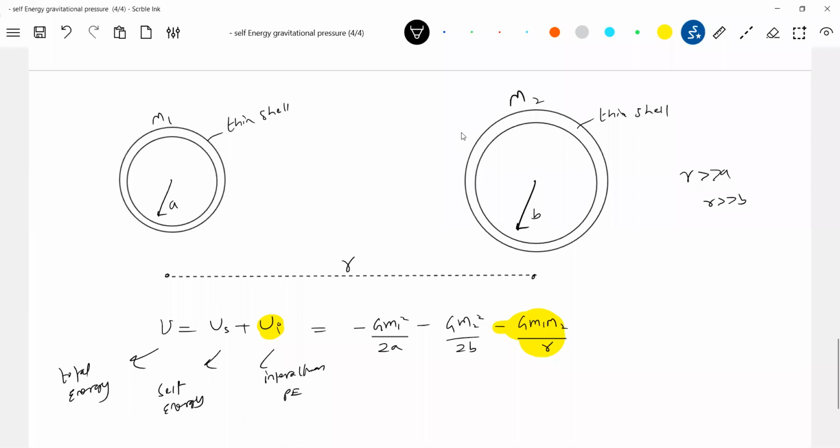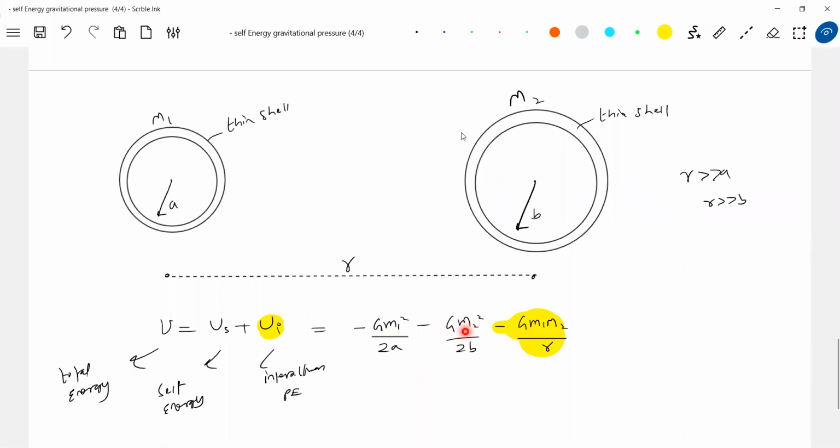Why are you writing G M1 M2 for UI, sir? Because they are separated by a large distance, R very much greater than A. Then how will these two appear? Like point masses. So I'm treating it as G M1 M2 by R. And these two quantities are called self energy. So there's a difference between interaction and self energy. Don't think again that interaction potential is self energy.